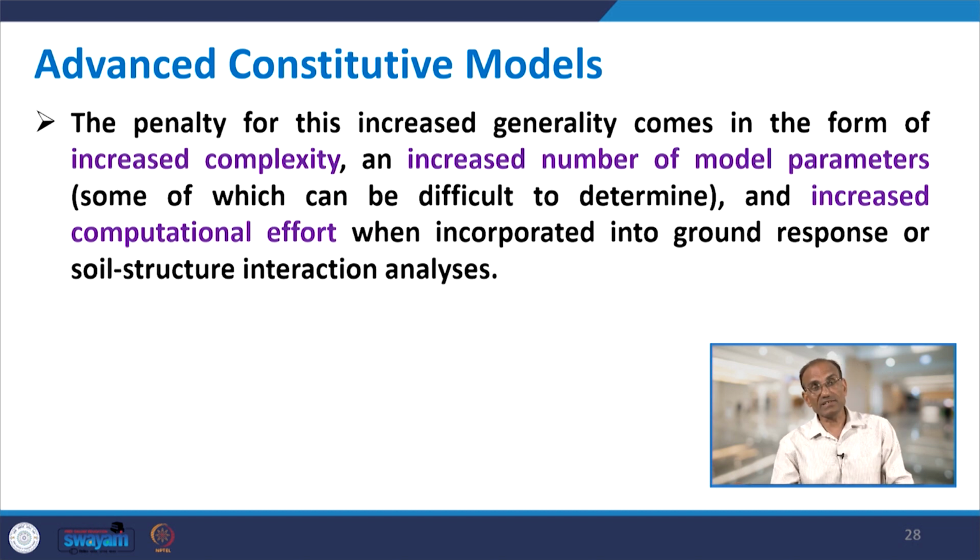However, there is a penalty for accuracy, and the penalty for this increased generality comes in the form of increased complexity and an increased number of model parameters, and some of these parameters are difficult to determine in the laboratory, and increased computation effort when incorporated into ground response or soil structure interaction analysis. So, when we apply these models in our algorithm, for example, an SSI algorithm or ground response analysis, then we face difficulty because they are complicated, they are not simple.